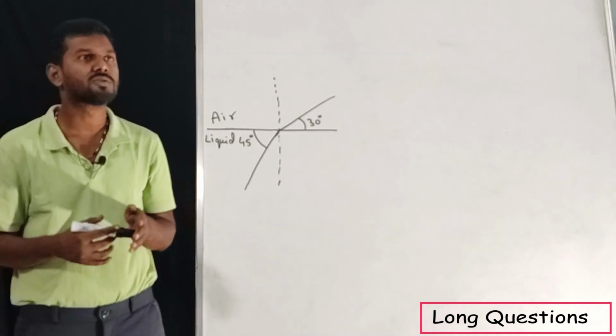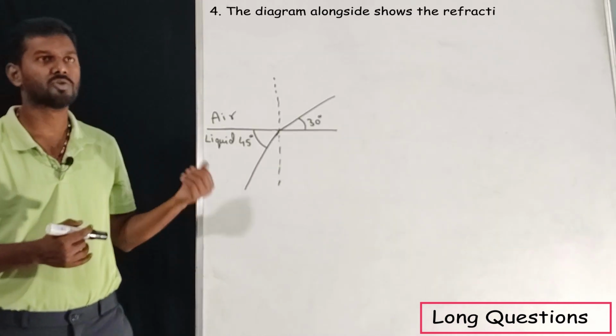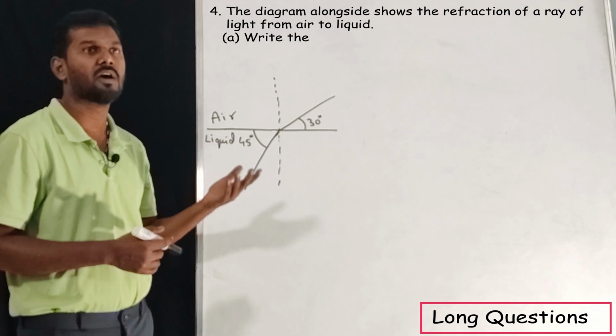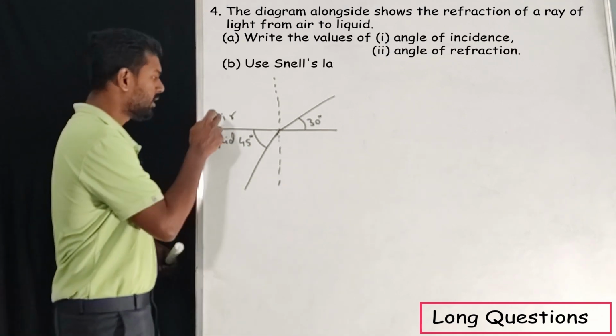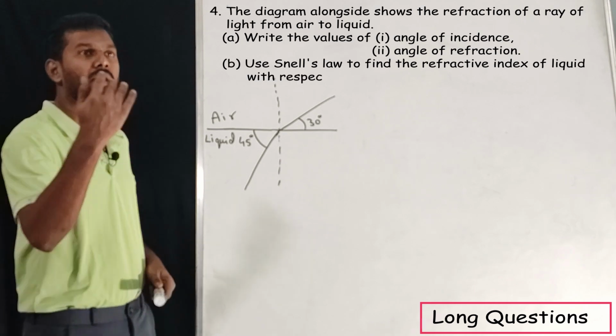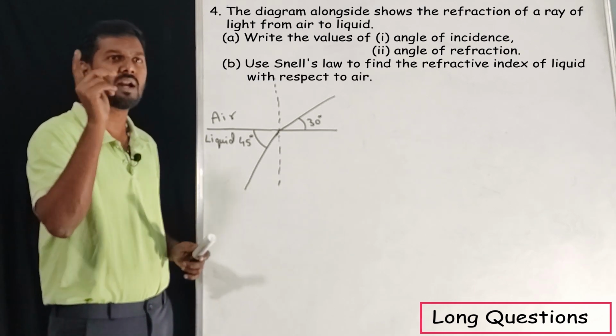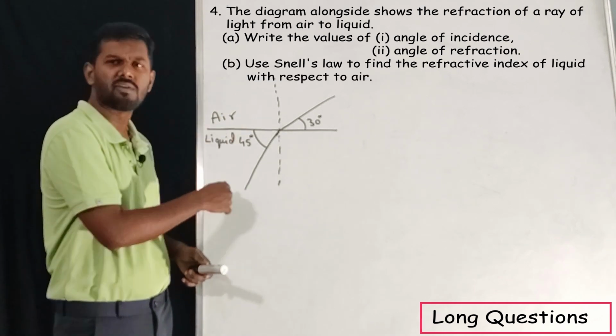This is the answer for the second question. That's it. Our next question: the diagram alongside shows the refraction of a ray of light from air to liquid. Very important words, air to liquid. Write the values of angle of incidence and angle of refraction. The values are given, right?